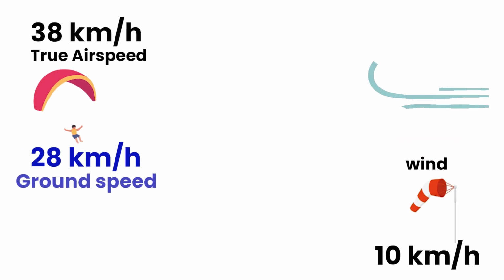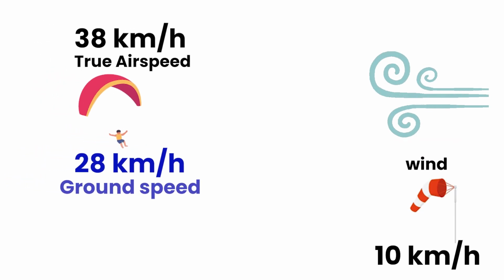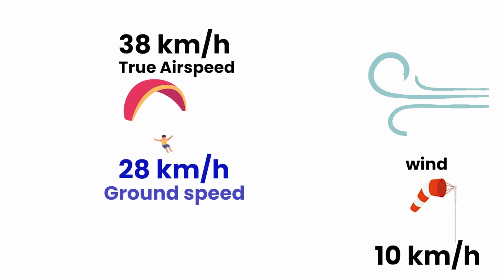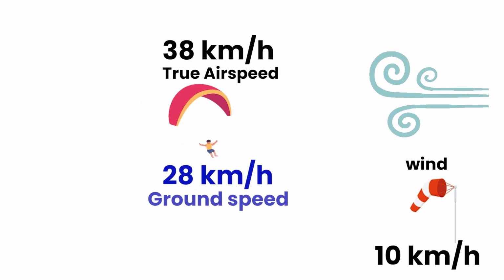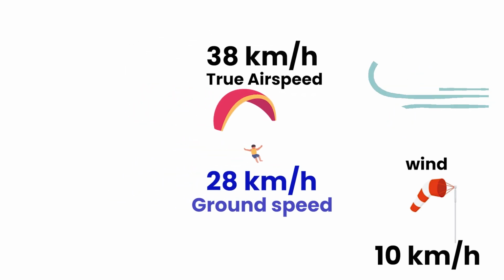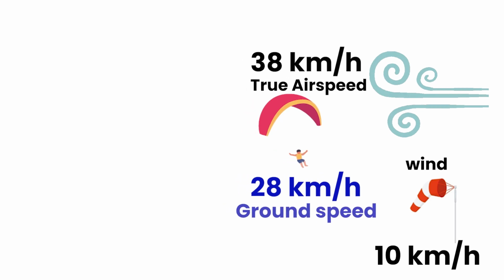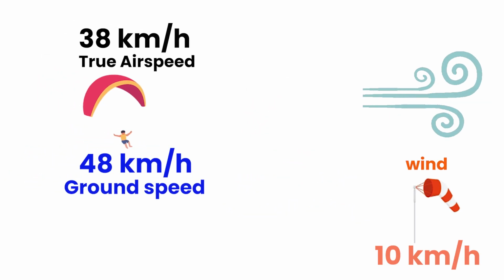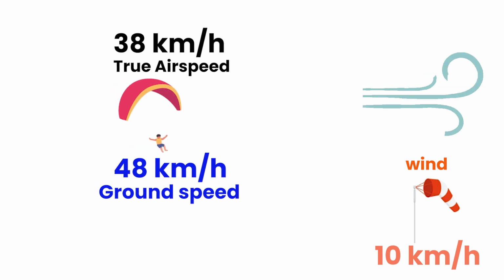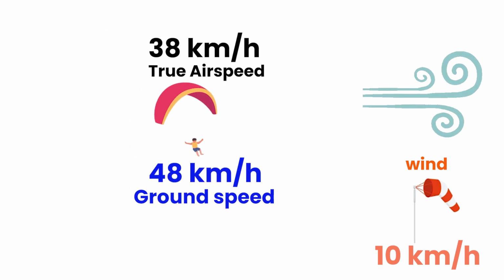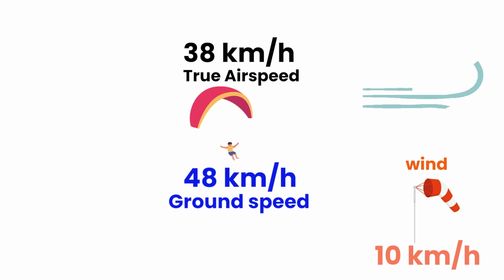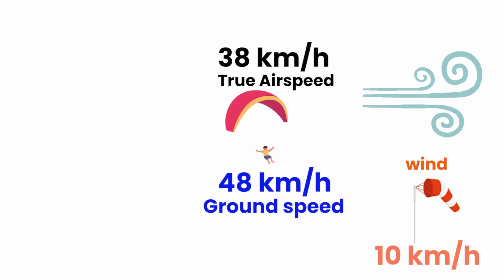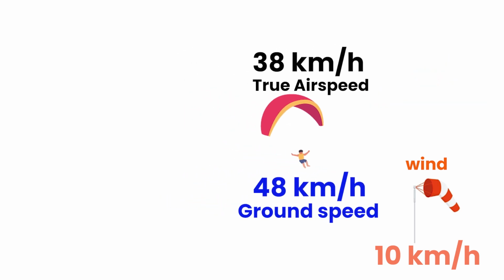For instance, with hands up at 38 kilometers per hour and a 10 kilometers per hour headwind, your ground speed will be about 28 kilometers per hour. Likewise, if you have a tailwind, the wind speed will be added to your airspeed. If your airspeed is 38 kilometers per hour and the tailwind is 10 kilometers per hour, you'll fly at 48 kilometers per hour over the ground. This is crucial to understand, especially when talking about minimum speed.